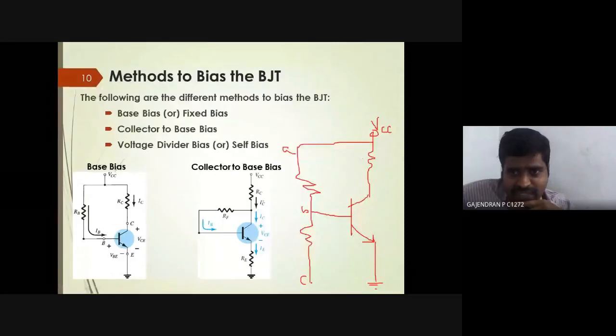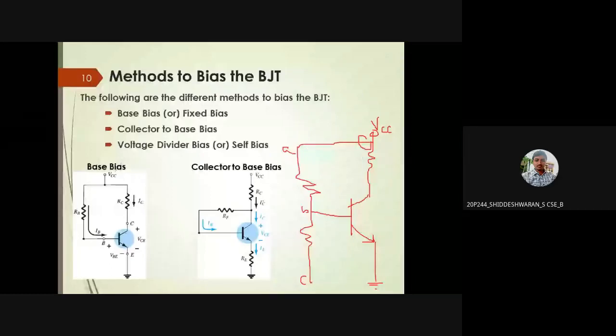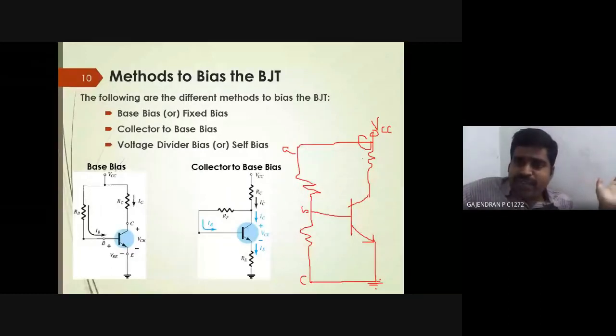I need to finish the circuit. Ground, correct, sir? Where do I need to connect? Ground. Very good. See, if I'm giving 10 volt and the values of the resistors are 5 ohm and 5 ohm, what will be your biasing voltage? Any clue? What will be the voltage across your base to emitter, sir?